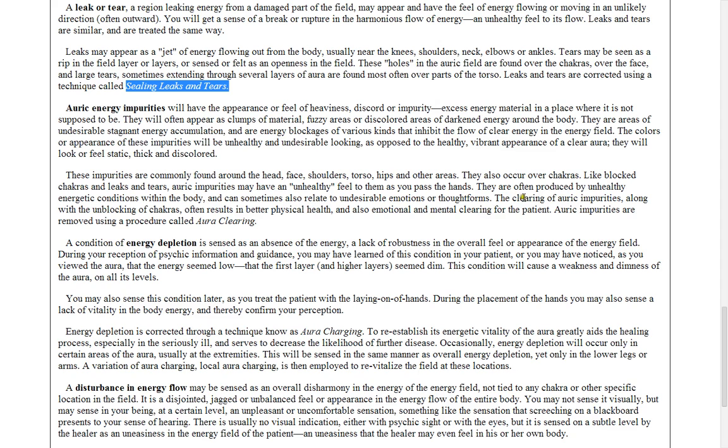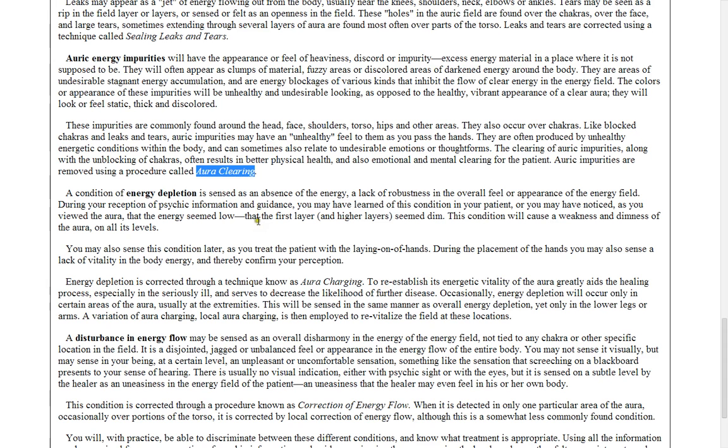The clearing of auric impurities, along with the unblocking of chakras, often results in better physical health and also emotional and mental clearing for the patient. Auric impurities are removed with a procedure called aura clearing. So now you're clearing the aura, auric cleansing.